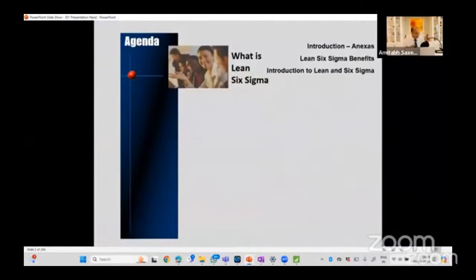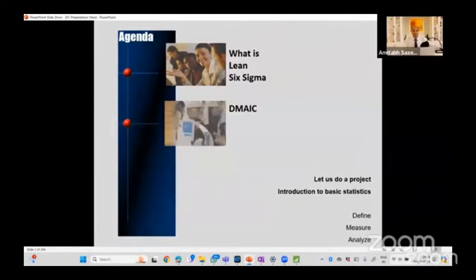As you were doing the polls, we saw that people from different backgrounds are coming in, so I have changed the agenda a little bit. I will introduce you to what is Six Sigma. Before that, of course, I'll introduce you to the organization and myself. Then we'll look at Lean and Six Sigma benefits, then introduce you to Lean and Six Sigma. And after that, we'll take you through DMAIC.